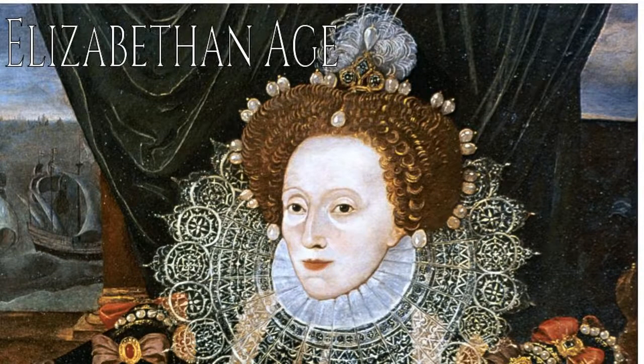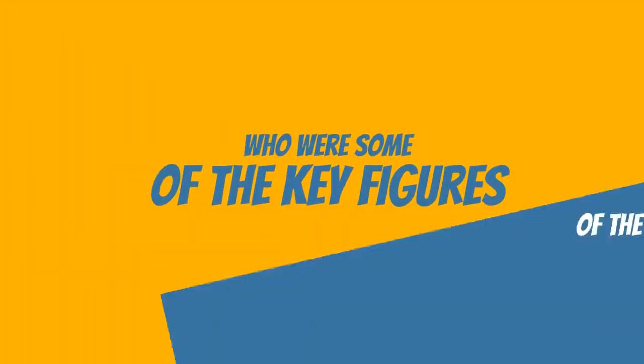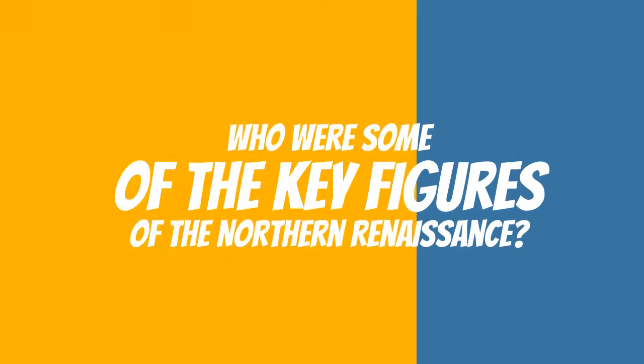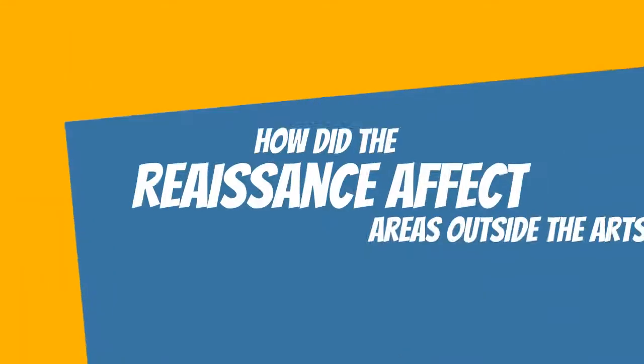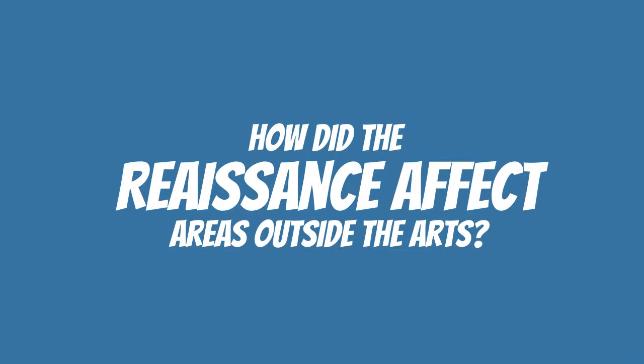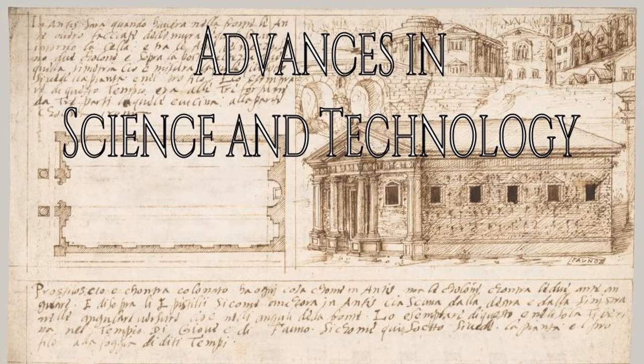The question you guys should be able to answer right now, who are some of the key figures of the Northern Renaissance? Okay, moving on to the last section, advances in science and technology. We're going to start on page 448. Be thinking about this as you're listening today. How did the Renaissance affect areas outside the arts? Thinkers made advances in many fields during the Italian and Northern Renaissances. These fields included mathematics, science, and technology.